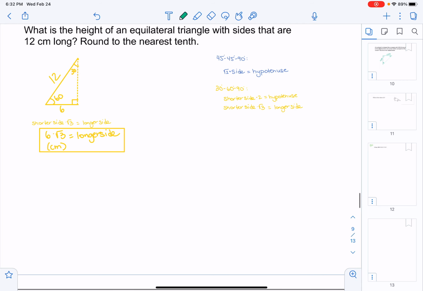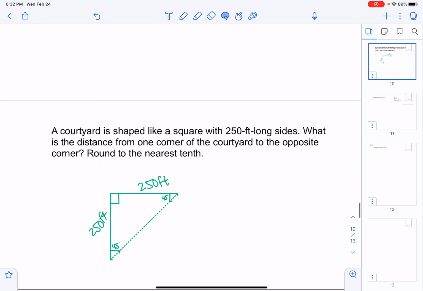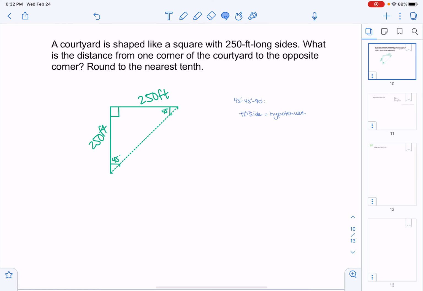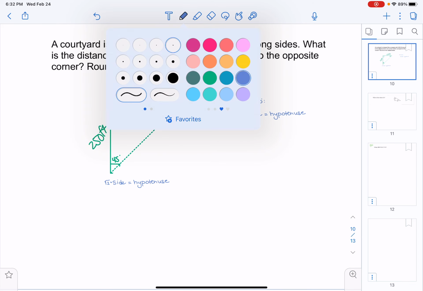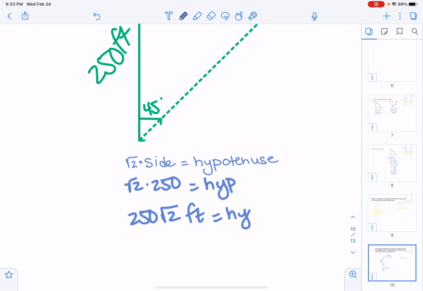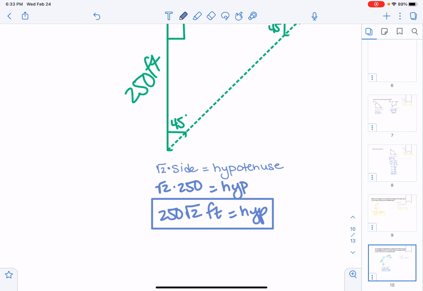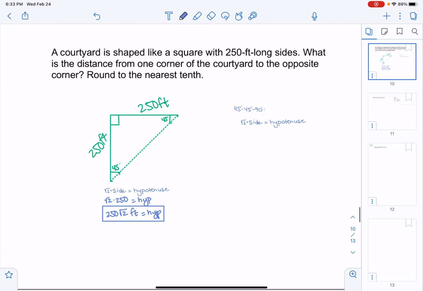So I'm guessing we're going to be using this rule because I see 45, 45, and 90. So the square root of 2 times a side is the hypotenuse. The side is 250 feet, so I'll just write it. I like to write the big number in front and then the unit. And then you know your answer without decimals, which is what the ACT wants, and you didn't really have to do all that much work compared to the Pythagorean theorem.